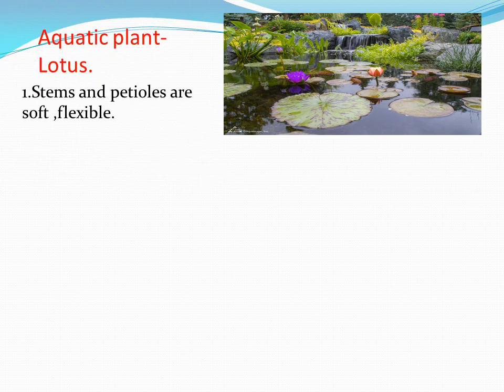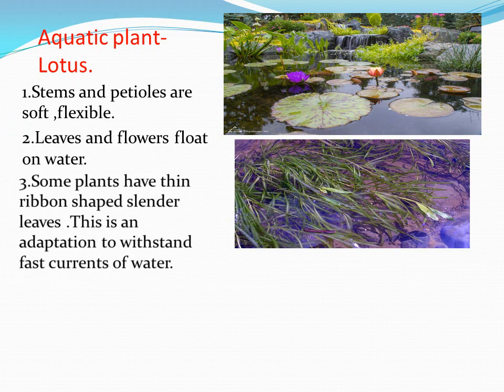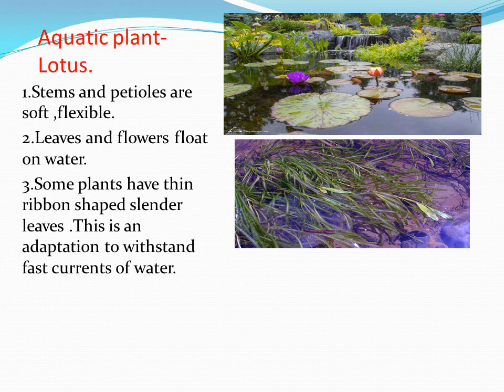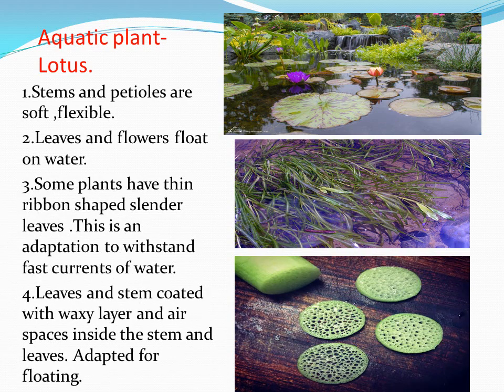Stem and petioles are soft, flexible. Leaves and flowers float on water. Some plants have thin, ribbon-shaped, slender leaves. This is an adaptation to withstand fast current water. Leaves and stem are coated with a waxy layer, and air spaces inside the stem and leaves are adapted for floating.